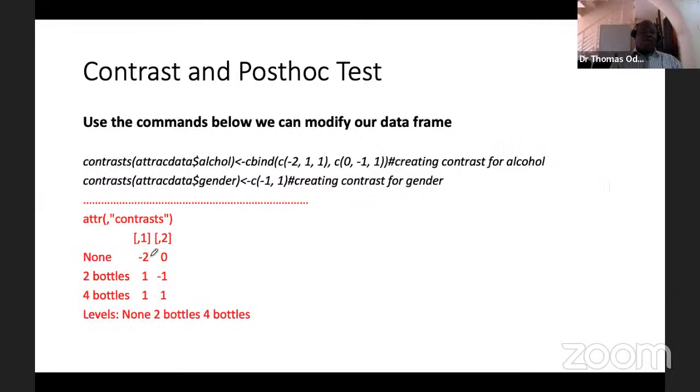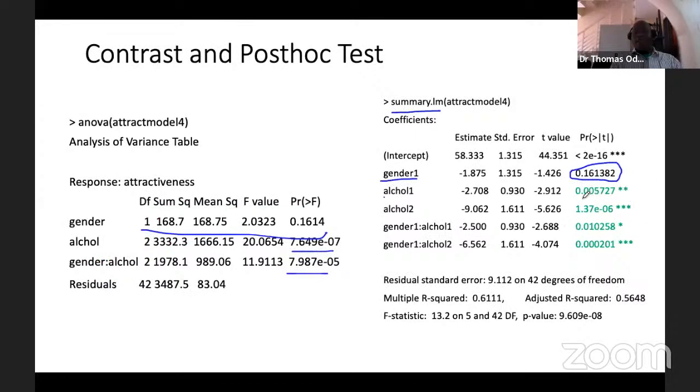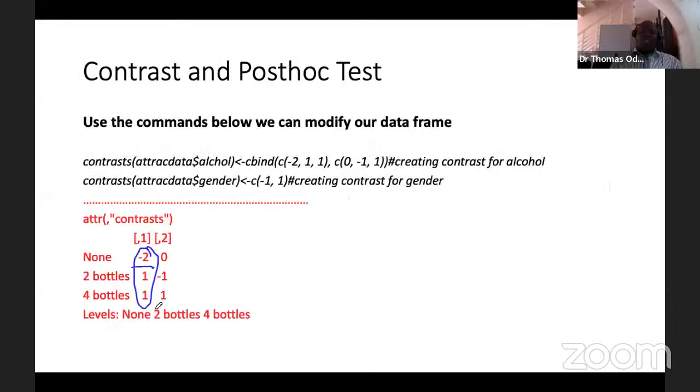So alcohol 1 compares none versus some alcohol. And then that is significant. You can see from here. Okay. So we saw from there that at least alcohol and no alcohol are different. The next thing we are going to say, okay, let's look at those who drink alcohol.